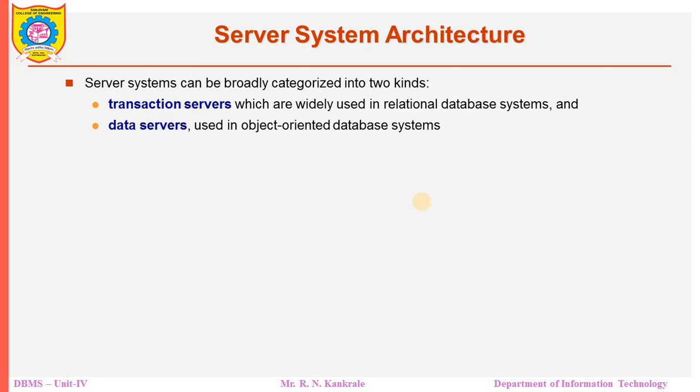So there are two categories of server system architecture. One is the transaction server, another is the data server. Transaction servers are widely used in relational databases, and data servers are used in object-oriented database systems.